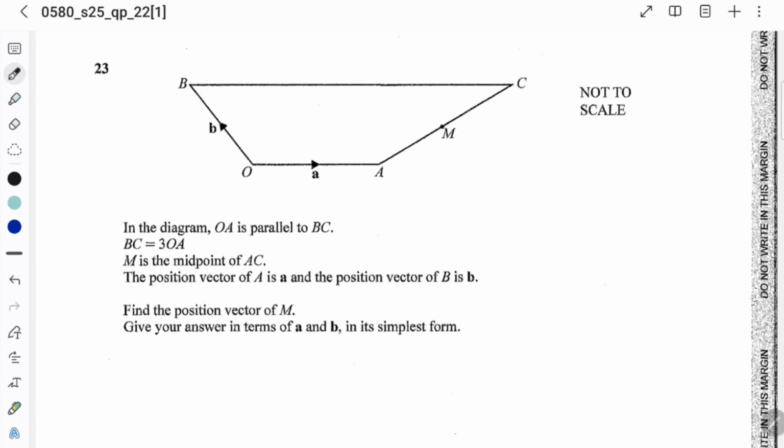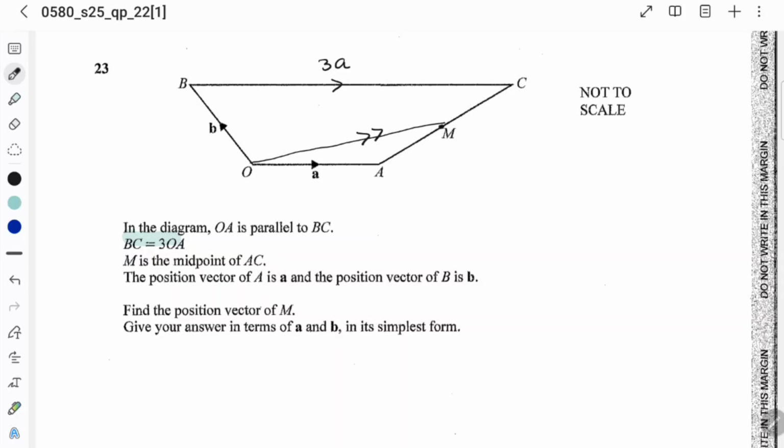So first of all, we know that OA is a and BC is 3 times OA. So BC is 3a here. M is the midpoint of AC, we know that already. Now we have to find the position vector of M. It means we need to find out how much OM is in this question.